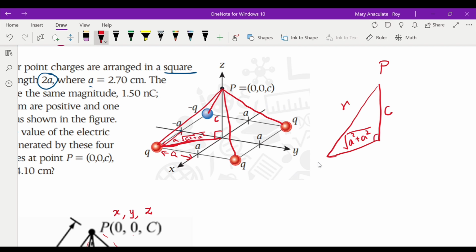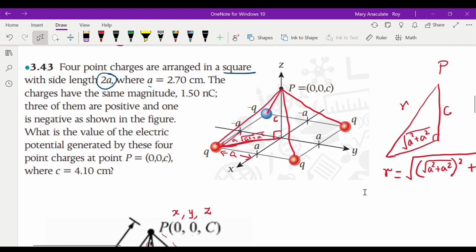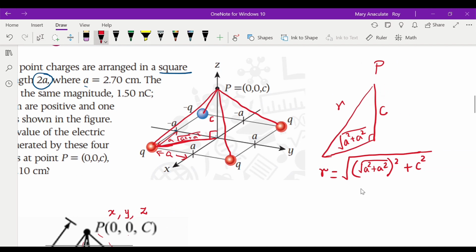So once again you can apply the Pythagoras rule to find R. R will be square root of A square plus A square, this whole thing squared, plus C square. The square and square root get cancelled, so square root of 2A square plus C square will be your R.